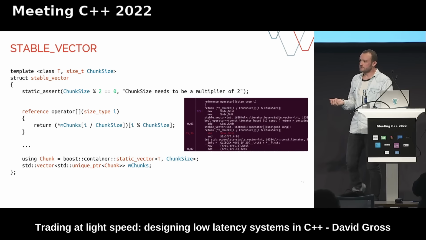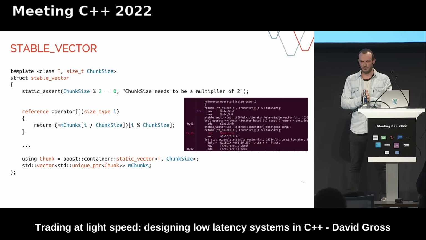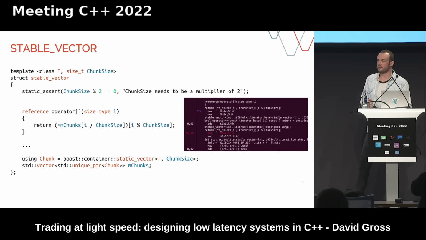So it's a std::vector of static vectors. I'm not sure if you're familiar with boost static vector. It's roughly a std::array with also a size, so that you know how many elements are in the array. So it's a pre-allocated vector. And so we have a vector of the static vector, and we can define a chunk size.